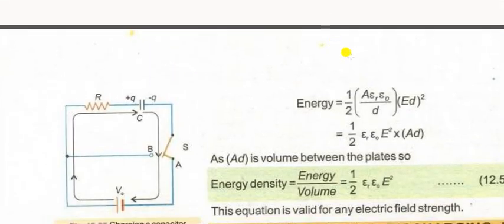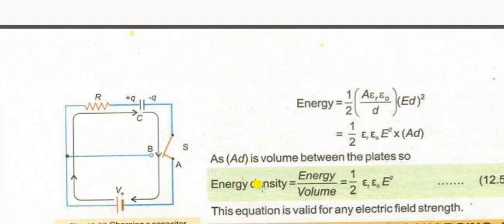we have the energy equal to 1/2 times A epsilon r epsilon naught over D into (ED) squared. Solving this mathematical expression, we have the energy equal to 1/2 epsilon r epsilon naught E squared times A into D, where A is the area of either plate of the capacitor and D is the distance between the two plates. But here A times D has the dimensions of volume. Okay, AD is the volume between the plates, because A is the area and D is the distance.